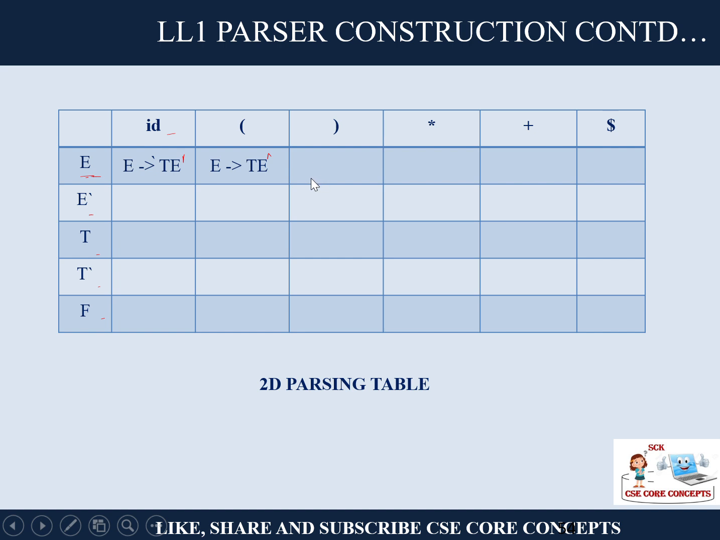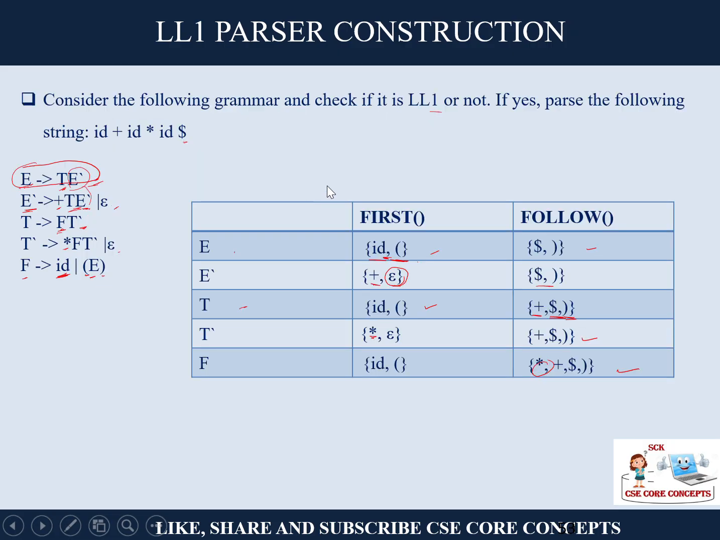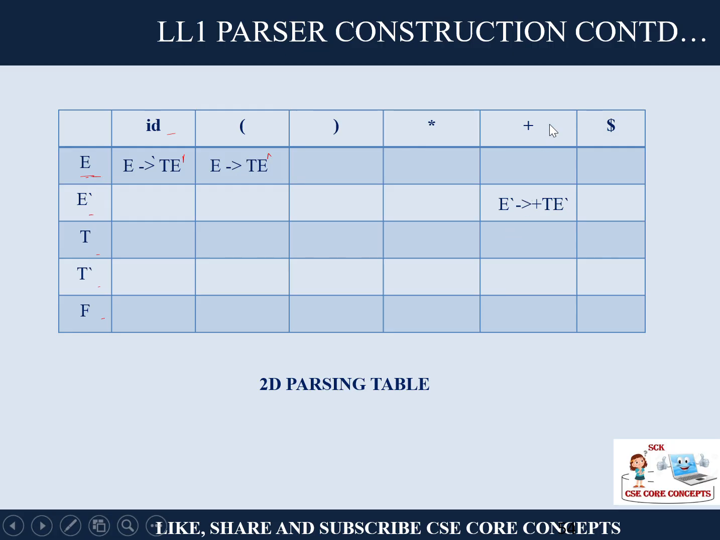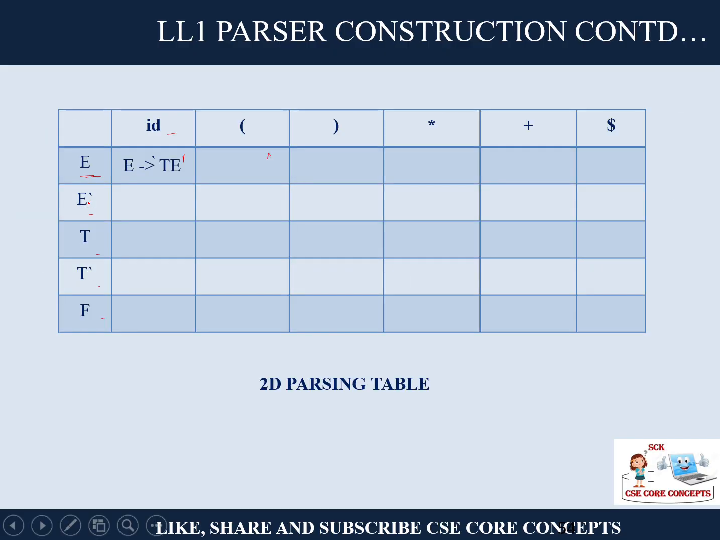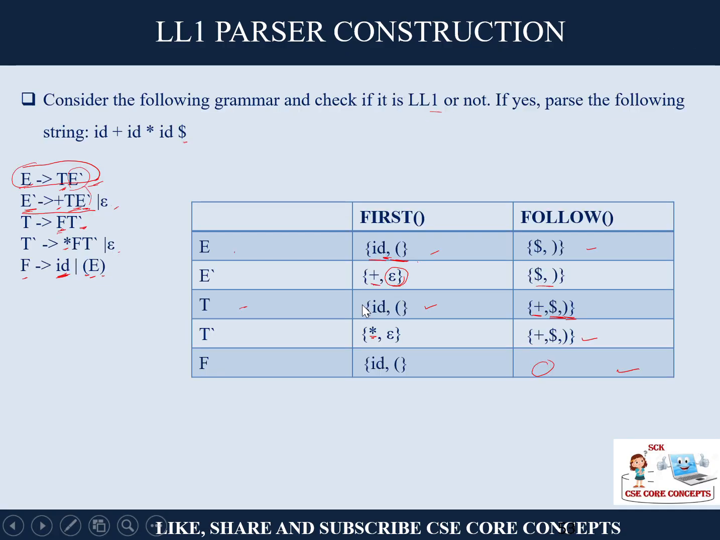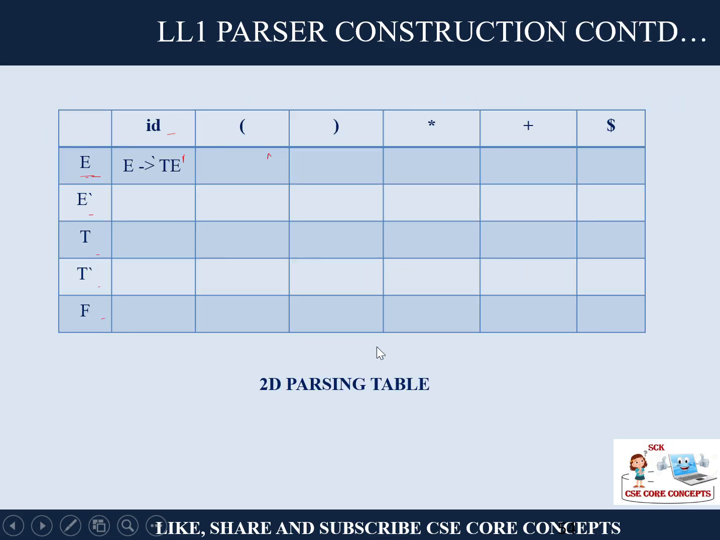Now come to the next. First of E dash is plus and epsilon. Epsilon we are not going to write now, but for plus, what was the rule? E dash is plus T E dash. So plus T E dash you have to write down here. What is the first of T? First of T is ID and an open bracket. So what is the grammar for T? T is F T prime. So F T prime. I will come to epsilon later.